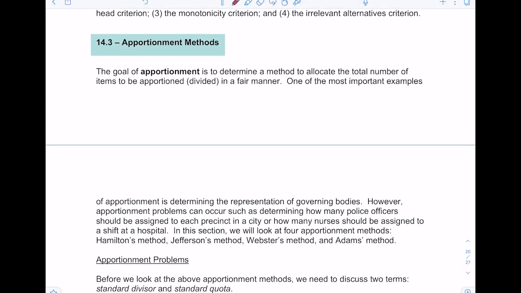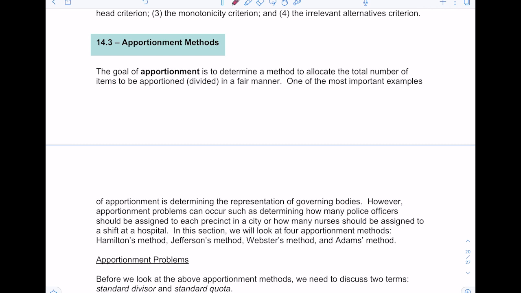In this lesson, 14.3, we're going to look at apportionment methods. Apportionment is dividing things up, but finding a method to divide things in a fair manner. This occurs in governing bodies, and also in a city or a precinct when you need to determine how many police officers will be divided up and stationed in certain precincts. We need to look at fair ways of doing this.